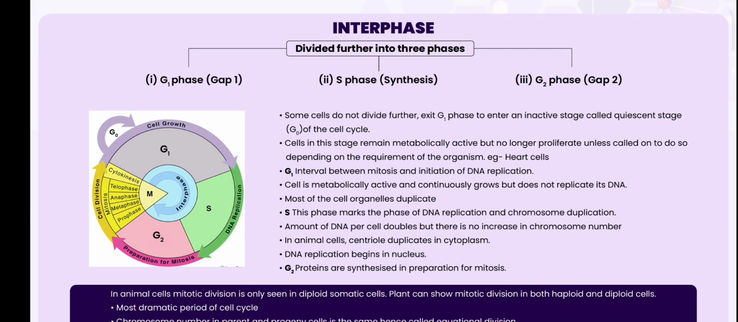Interphase. Interphase is divided into three phases: G1, S, G2. Some cells do not further divide and exit the G1 phase to enter an inactive stage called quiescent stage or G0 of the cell cycle. Cells in this stage remain metabolically active but no longer proliferate unless called on to do so, depending on the requirement of the organism. Example: heart cells.